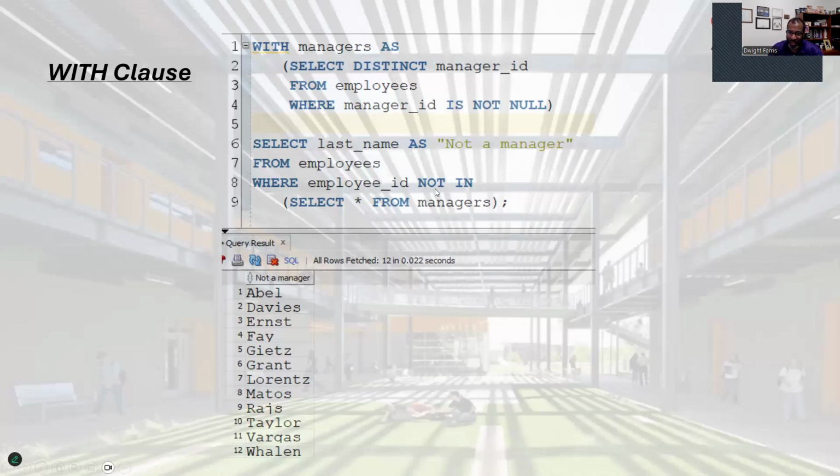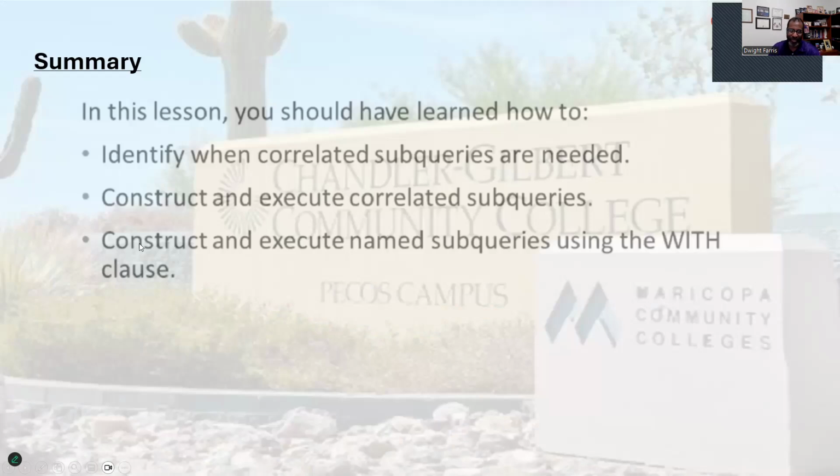Another way to do that? The NOT EXISTS is probably just as efficient, but suppose you have many subqueries, and this is another one of those scenarios where you could probably make it more efficient. But here, by creating this simple subquery, select star from managers, we know that we're going to have a specific list of non-managers. Just another way to perform that specific task that we had before. All right. So that's the WITH clause.